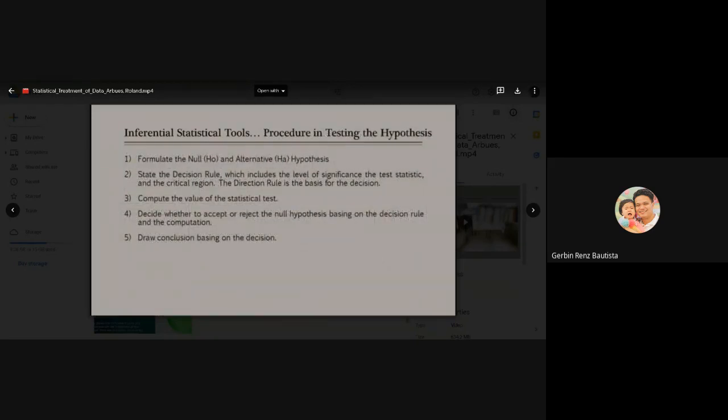In testing the hypothesis, consider the following procedure. Number one, formulate the null and alternative hypothesis. Number two, state the decision rule, which includes the level of significance, the test statistic, and the critical region. The decision rule is the basis for the decision. Number three, compute the value of the statistical test. Fourth, decide whether to accept or reject the null hypothesis based on the decision rule and the computation. And lastly, draw the conclusion based on the decision.